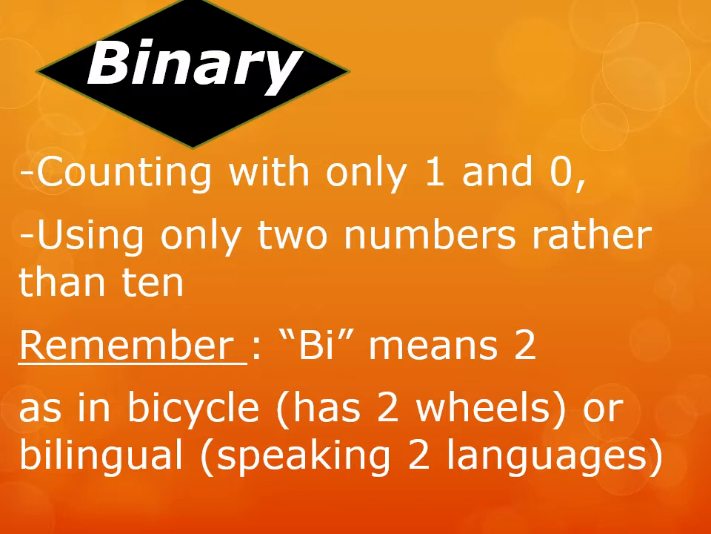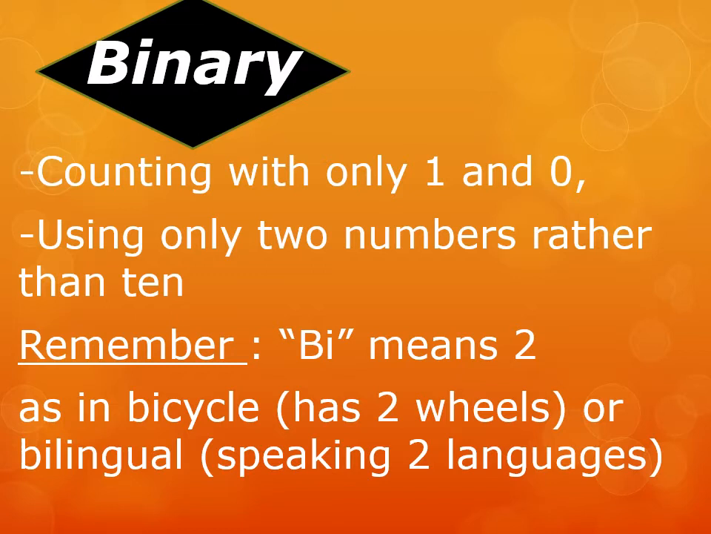So, binary is counting with only ones and zeros. Now you may recall that Turing, in our computer history presentation, thought about having a computer that ran on ones and zeros. So there's always been binary counting out there, and he thought of using it to create a computer.